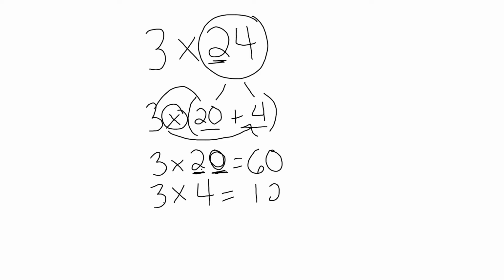Now I'm not done because I have 2 separate numbers that I need to add together to get my final answer. So my final answer is going to be 72. 3 times 24 is the same as 72.